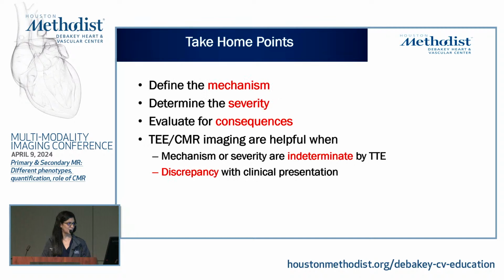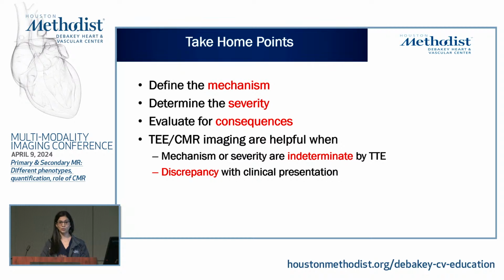And finally, when you have multivalvular disease, when you have AI, MR, TR, everything is leaking, MRI is your best friend. So take-home points is make sure you always define the mechanism, determine the severity, comment on the consequences, and make sure to use TEE and MRI when the mechanism or severity are indeterminate by TTE or there's discrepancy with the clinical presentation.